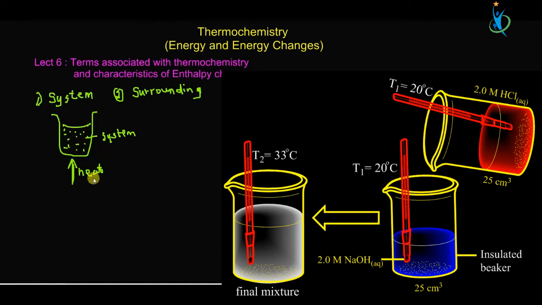But we should have in mind that outside the system, there is what we call the surrounding. The outside of the system is called the surrounding. Now, this outside of the system influences the inside of the system. The outside, that is the surrounding, influences the inside.